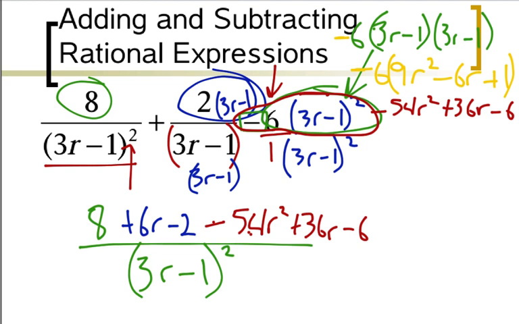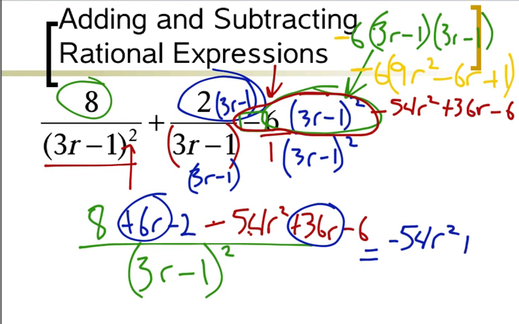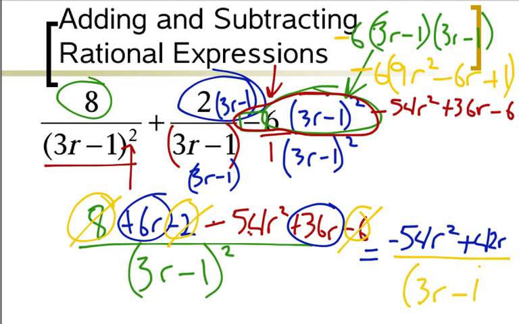So then I just combine my like terms on top, and nothing goes with the 54r squared, so I just write negative 54r squared. And then I've got 36r, and I've got another 6r, so that's going to give me 42r. And then I've got my negative 6, negative 2, and 8. So negative 6, negative 2, and 8 all need to combine, and that'll cancel out because it gives me negative 8, positive 8. And then that's all over 3r minus 1 squared.